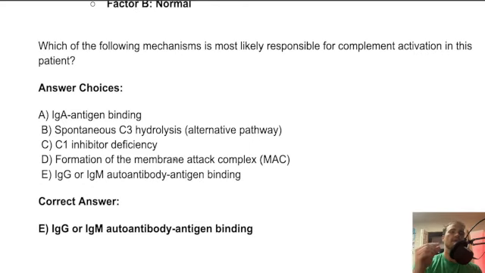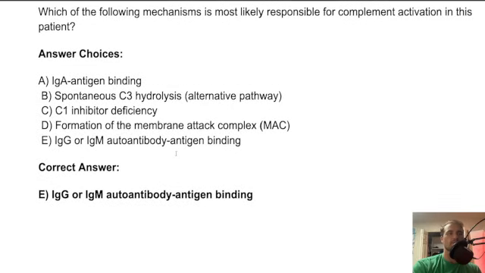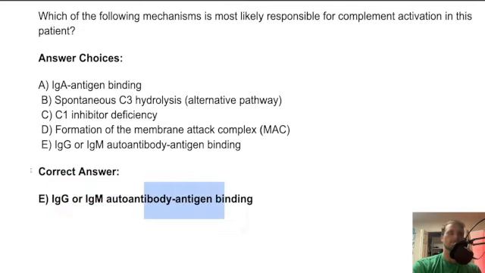Alternative is activated by spontaneous C3b formation. It uses factors B and D, which are normal in SLE. It would use B, but B is normal, so it's not the alternative pathway. The lectin pathway, mannose, okay? That cleaves C4 and C2 like the classical pathway, but it uses mannose-binding lectin instead of antibodies. So the answer is going to be IgG and IgM, because this is classical.